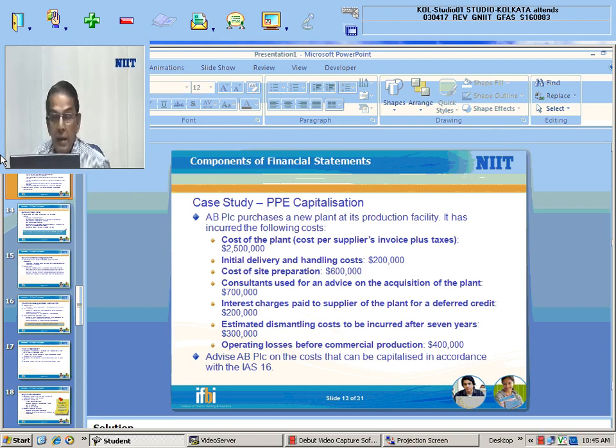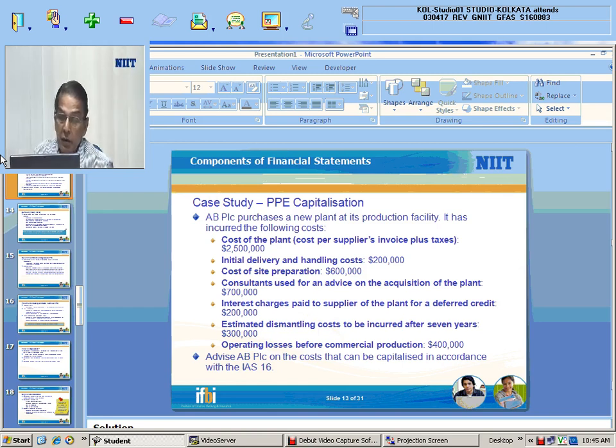Cost of the plant as per the supplier's invoice plus taxes, 2.5 million. Initial delivery and handling cost, 200,000. Cost of site preparation, 600,000. Consultants used for advice on the acquisition of the plant, 700,000. Interest charges paid to the supplier of the plant for a deferred credit, 200,000.